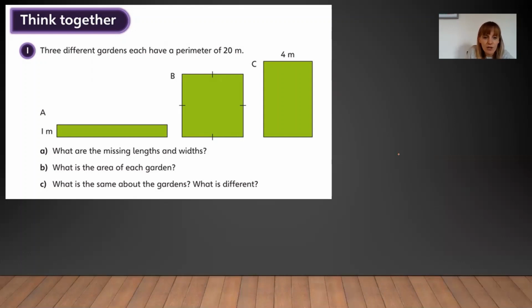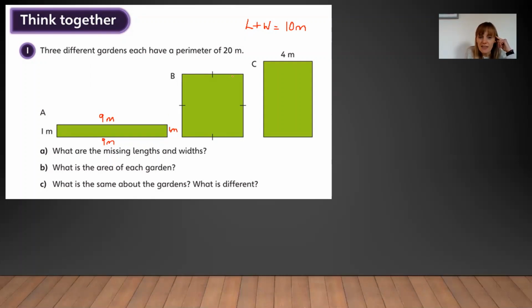Now, for A, let's have a look at the missing lengths and widths. Now, I know that the perimeter has to be 20 metres. So let's use the same thinking that we've just done on the previous slide. So if I half 20 metres, that means that the length plus the width would equal 10 metres, wouldn't it? So on this first one, if this one's 1 metre, this one here must be 9 metres, okay? Let's check that we're correct. 9 add 1 is 10, so this must be 9 metres and another 1 metre. 10 add 10 is 20. Great, so they are the correct lengths and widths for number A.